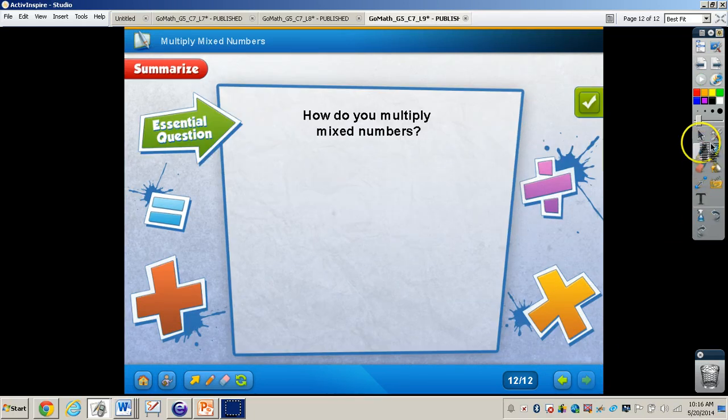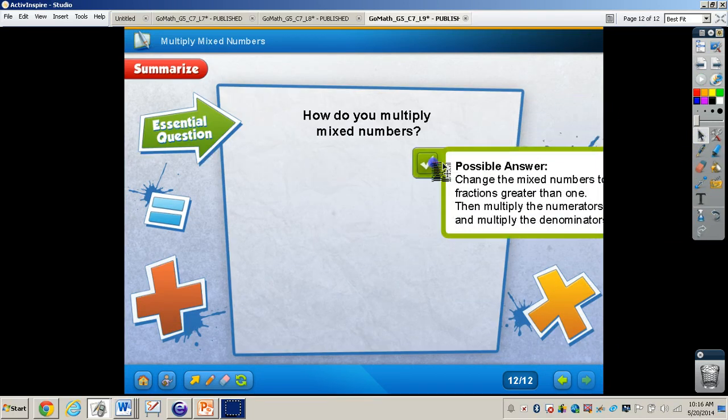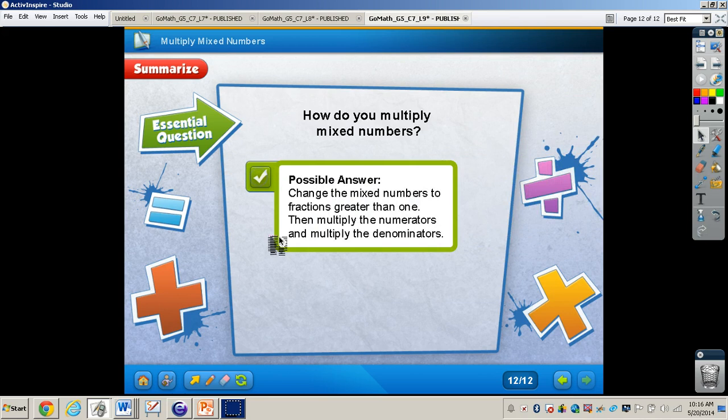Now, to wrap up the video, let's take a look at our essential question. How do you multiply mixed numbers? What you can do is change the mixed numbers to fractions greater than 1, and then multiply the numerators and multiply the denominators, and do not forget to simplify.